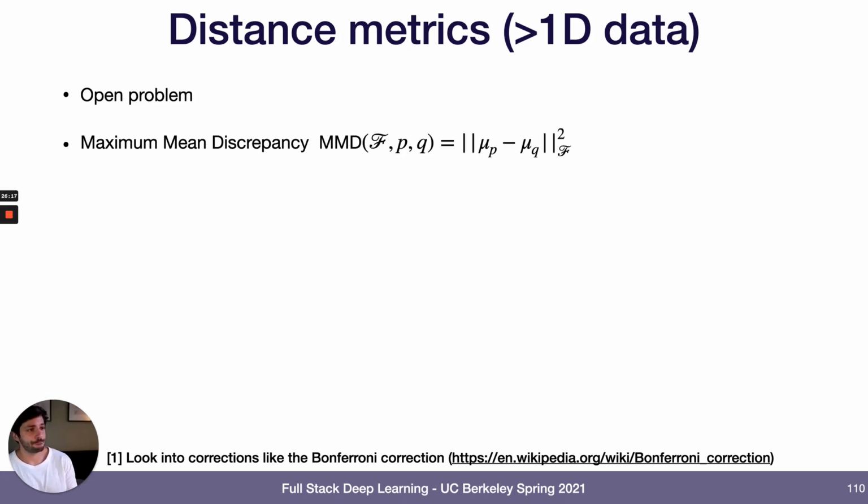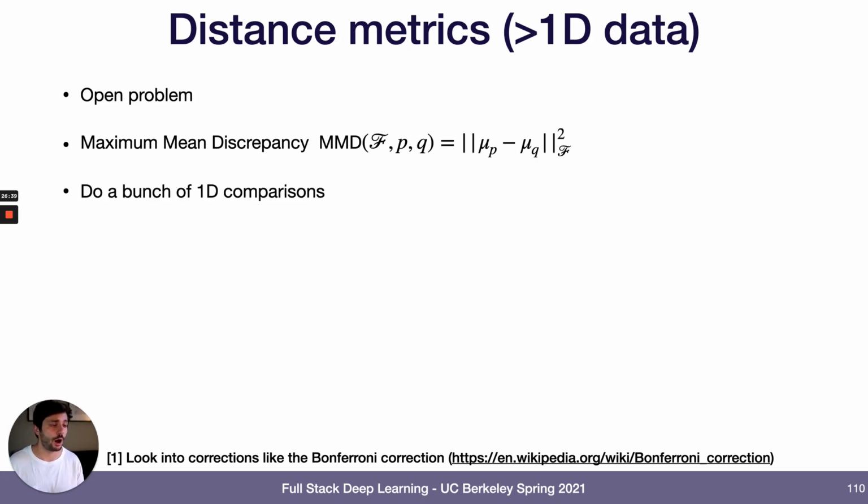Some things you can try: you can use an explicit multi-dimensional test like the maximum mean discrepancy. The way to understand this at a high level is you're looking at the distance between the means of the distributions in some embedded space. So that's one thing that's worth trying.